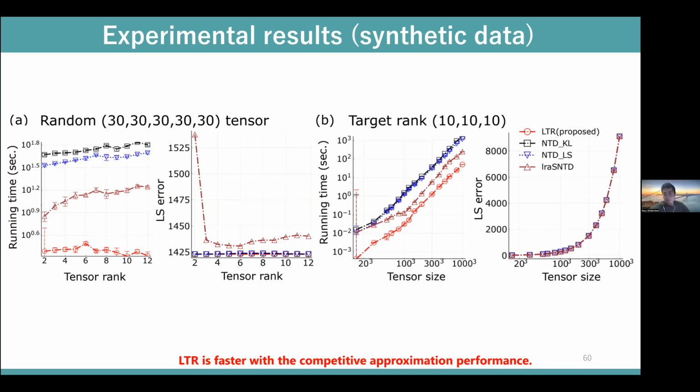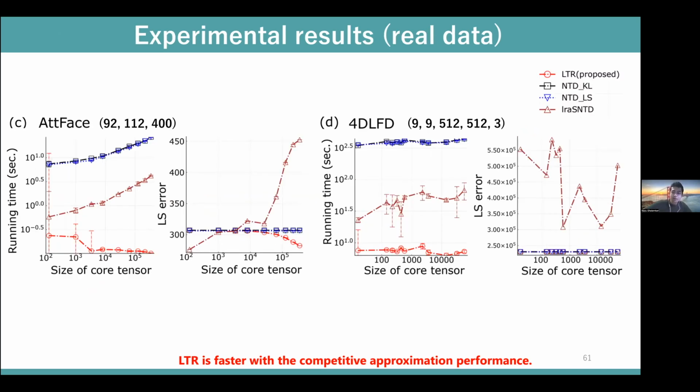Okay, we compare the performance of LTR and a gradient-based method. The red line is for the proposed method. In A, we made a large tensor and we gradually increased the target rank of the approximation. In B, we made various sizes of input tensor and reduced these tensors to rank 10, 10, 10. LTR is faster with competitive approximation performance. We obtained a similar result with real data sets.